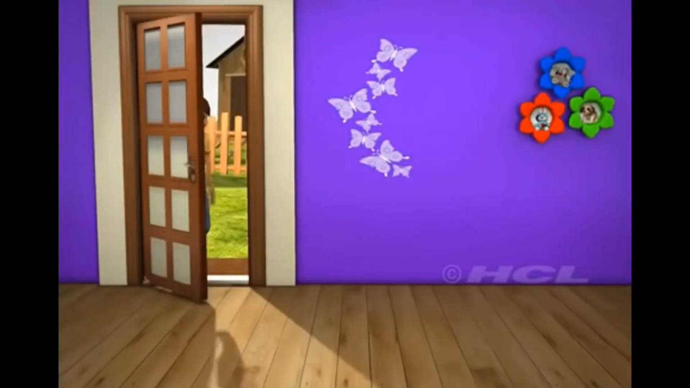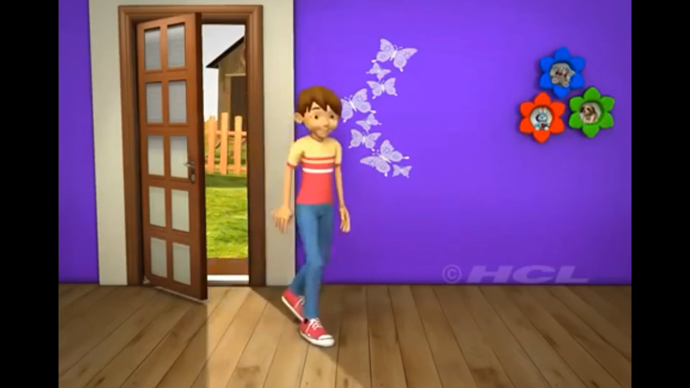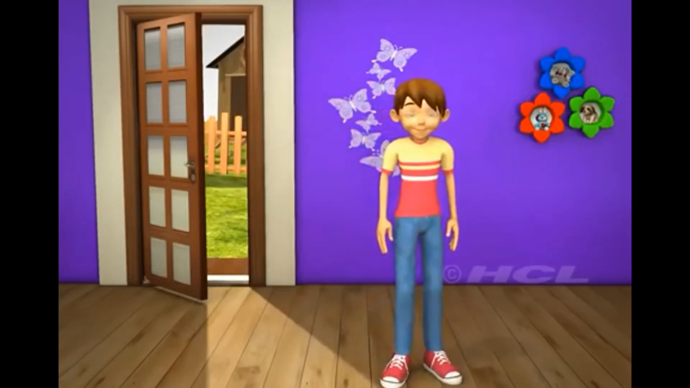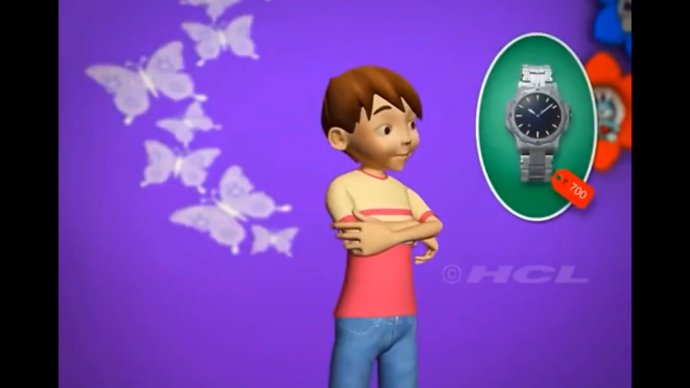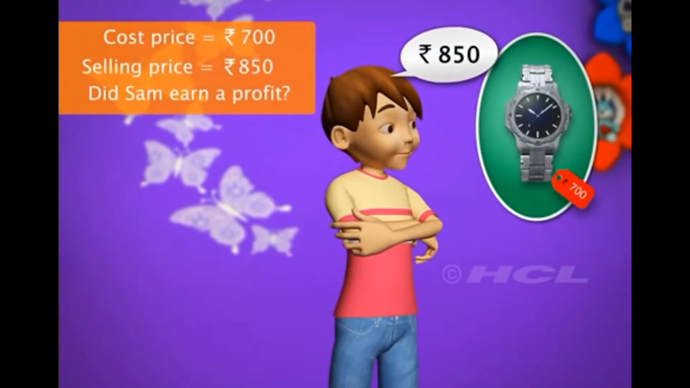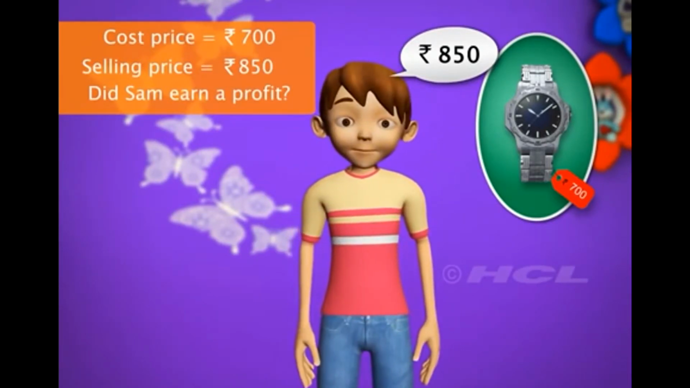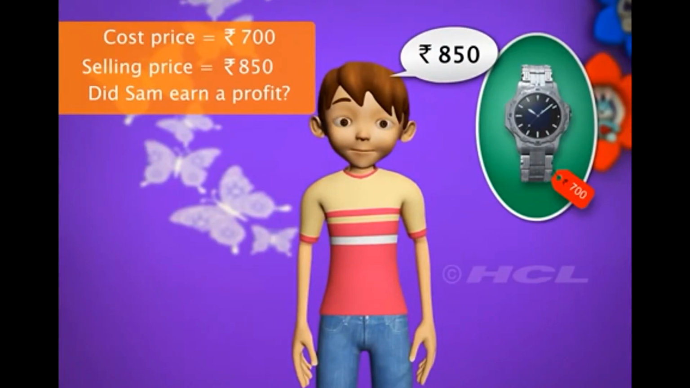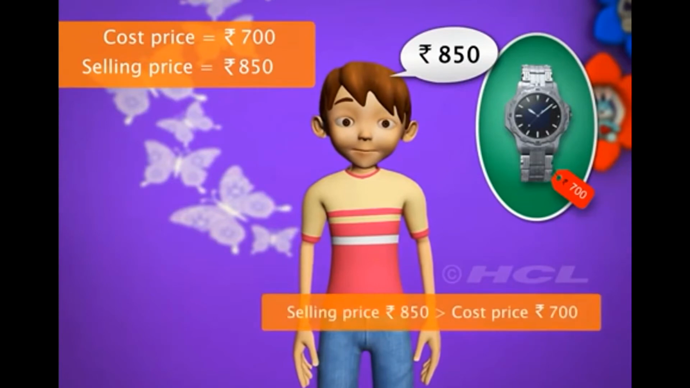Students, Sam is back from the market. He seems to have sold the watches for a good price. Sam's mother asked him, "How much did you sell your dad's watch for?" Sam says he sold his dad's watch for rupees 850. Students, did he earn a profit? Yes, he did, because the selling price rupees 850 is greater than the cost price rupees 700.